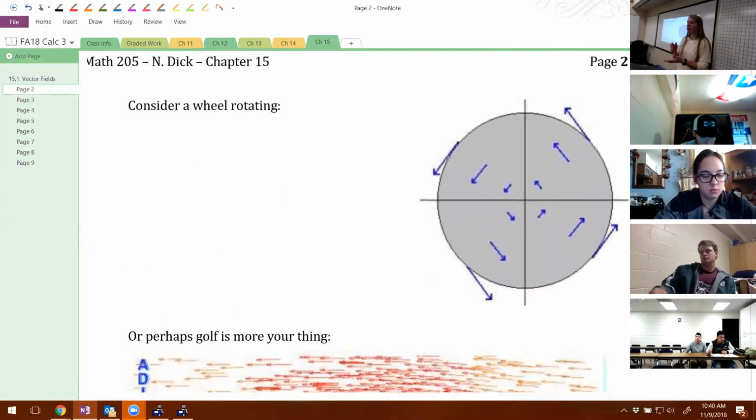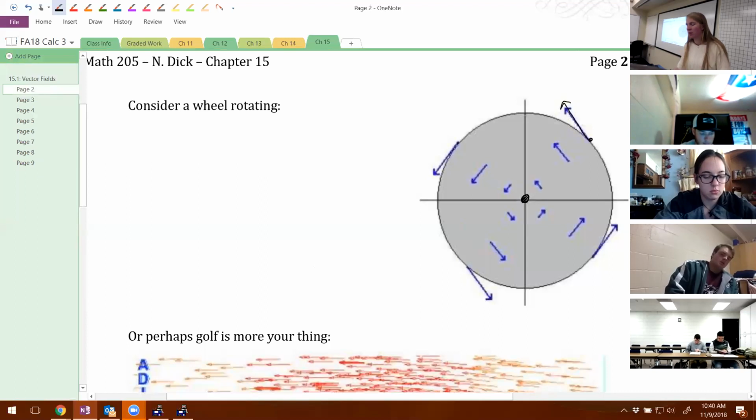If you just have a wheel that's fixed on some axle, center of the origin there, and it's just rotating, what this vector field could represent is where these points are going. Obviously, they're connected to the wheel, so a point here isn't going to move in this direction and off the wheel, but that's the direction the velocity is headed in. So each little vector is telling the velocity of that point and in what direction we're traveling.